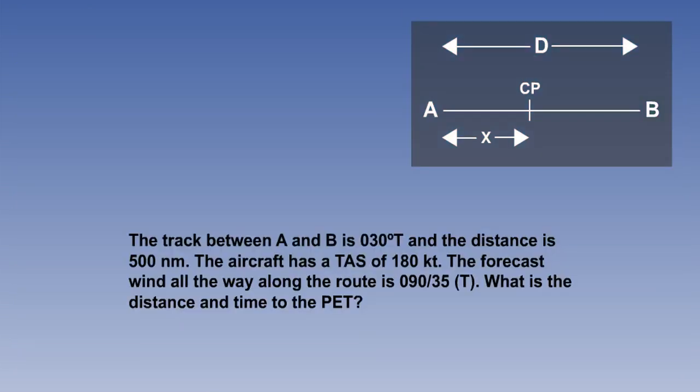Sometimes you are given wind velocity and track instead of component, and you have to calculate O and H yourself. Here is an example. The track between A and B is 030 degrees true, and the distance is 500 nautical miles. The aircraft has a true airspeed of 180 knots. The forecast wind all the way along the route is 35 knots from 090 true. What is the distance and time to the PET?